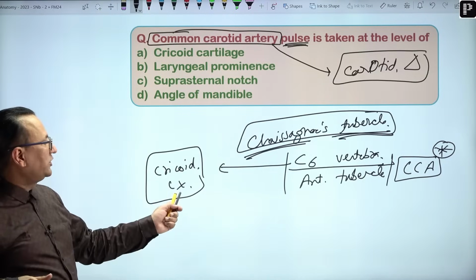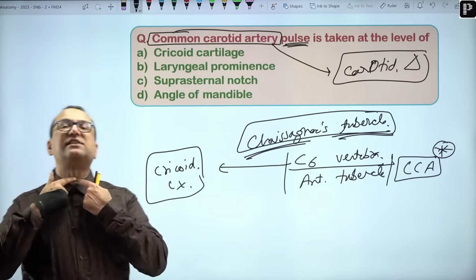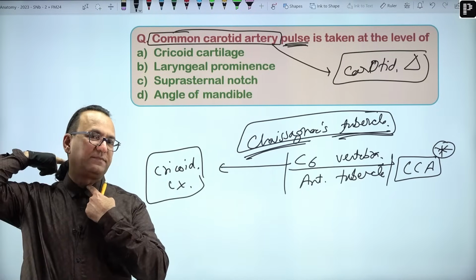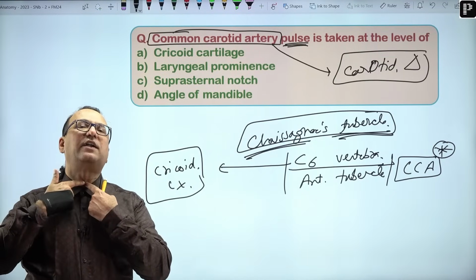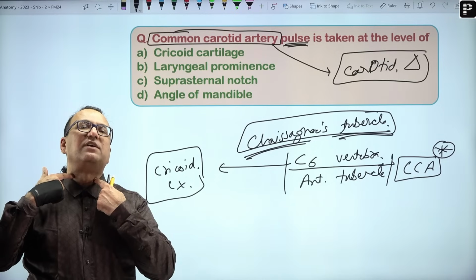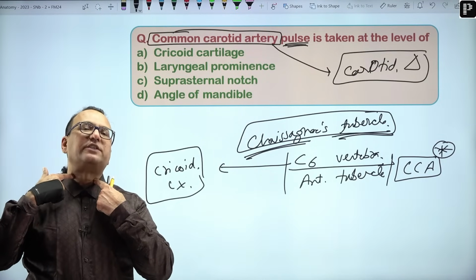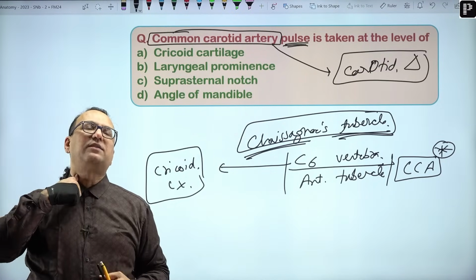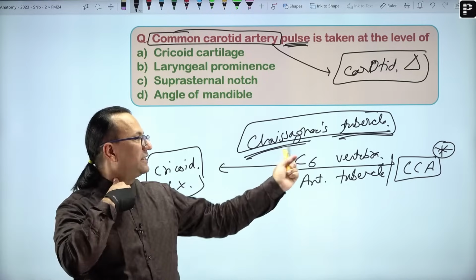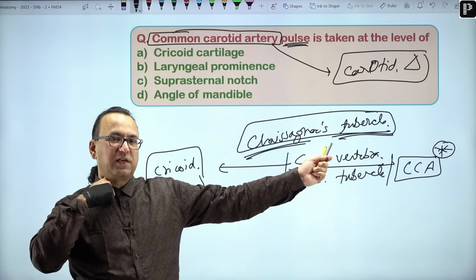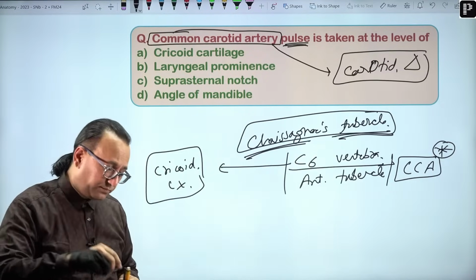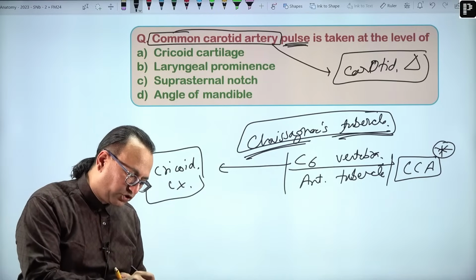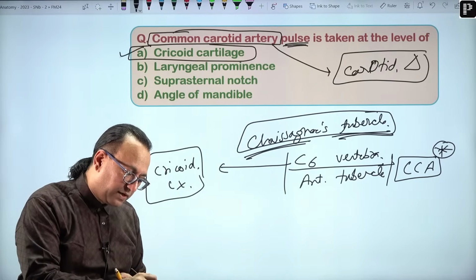So as I mentioned, the cricoid cartilage is at the C6 vertebra level posteriorly, and at the cricoid cartilage or C6 vertebra level you have the anterior tubercle of the C6 vertebra, and that anterior tubercle is Chassaignac's tubercle. Let me show it in a diagram as well. But here I believe the answer should be choice number A, cricoid cartilage.